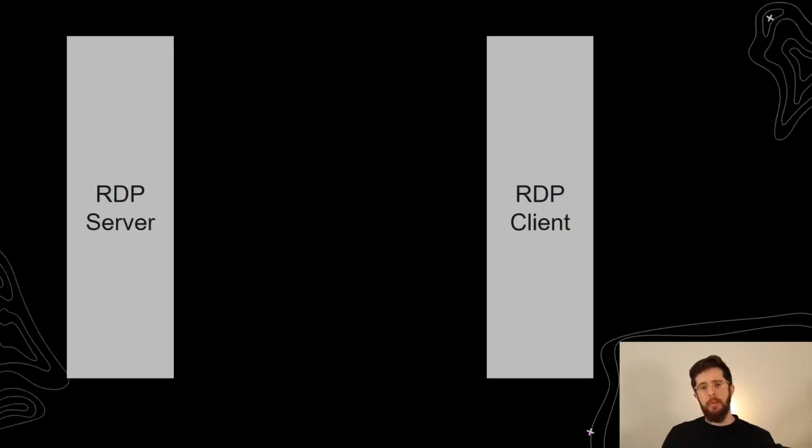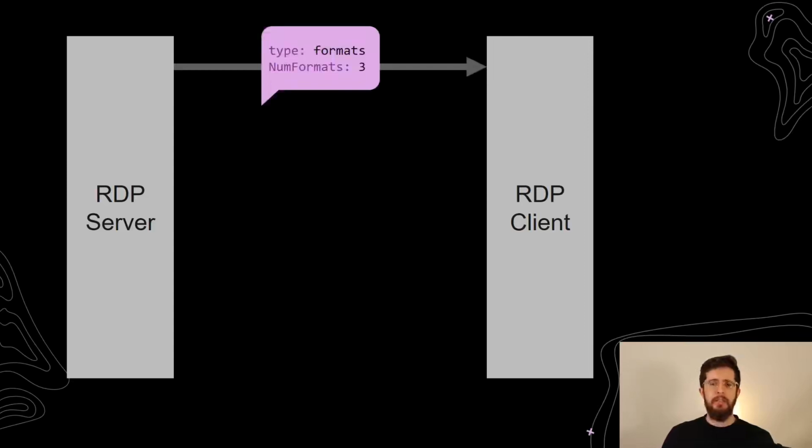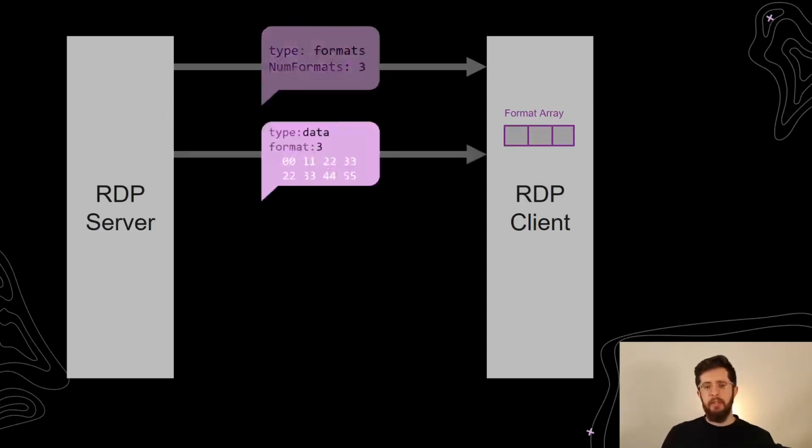Now, based on the crashing input, we can understand what happened before the crash. So let's see how it goes. Much like in the legitimate flow, the server sends a list of 3 formats that it supports. Then the client allocates an array for those 3 formats and stores the information there. After that, and again, this is like the legitimate flow, the server sends some data in format 3, and the client processes it pretty normally.